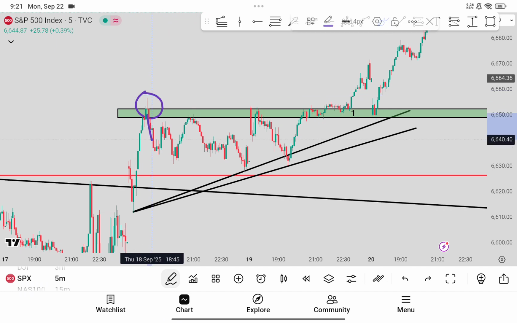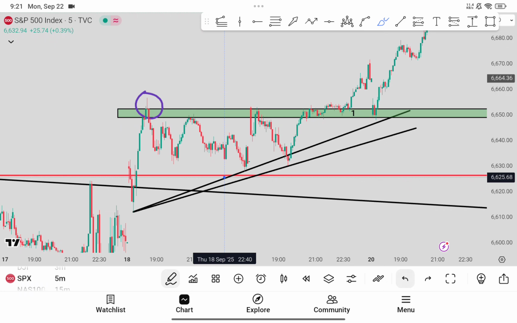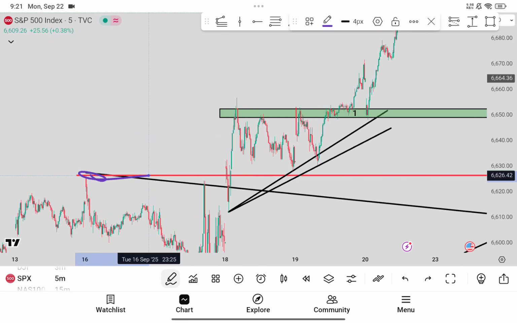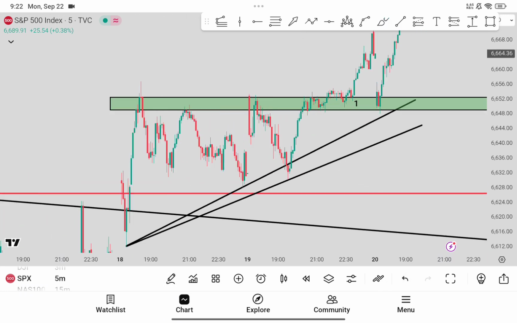After that it tried to break that high, but it couldn't, and it reversed from that level, and overall on Thursday it closed at this level, which is support. So you can see this was a resistance, and now it has become support. So what happened on Friday?